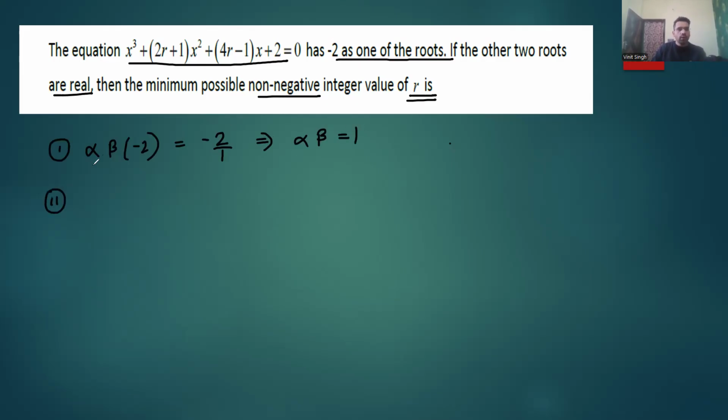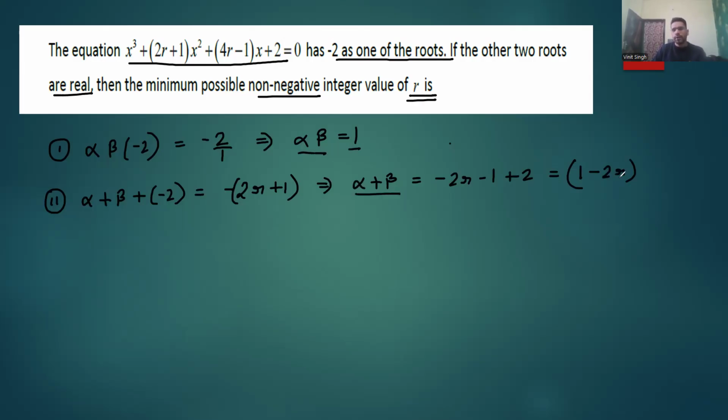Second case, when we add all these three roots, alpha plus beta plus the root minus 2r, which is equal to minus b upon a. So minus (2r plus 1) upon 1. So here we will get the value of alpha plus beta is equal to minus 2r minus 1 plus 2, which is equal to 1 minus 2r. So alpha into beta is equal to 1, alpha plus beta is equal to 1 minus 2r.